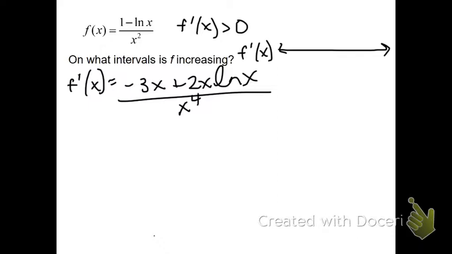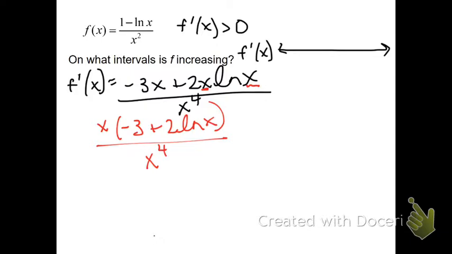So in the numerator, can you see that each term has an x in common? You'll never be able to get rid of the x around the natural log, but the x in front, I can factor out. So I'm going to factor out an x, and I'm left with negative 3 plus 2 ln x. And in the denominator, I have an x to the 4th. And then one of those x's can be canceled. Okay, there's my derivative. Now set the numerator equal to 0 and the denominator equal to 0.